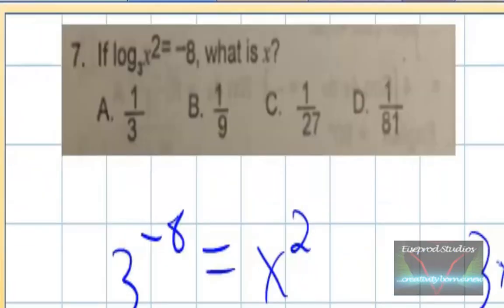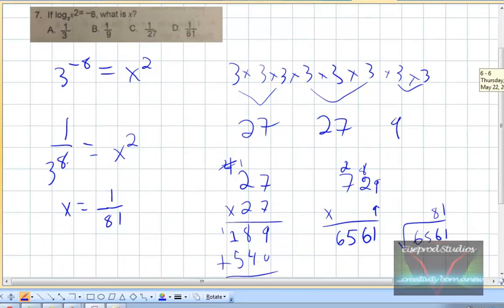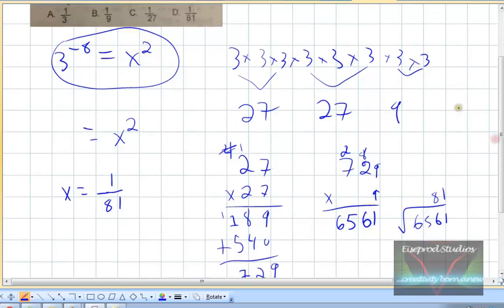Question 7 asks us, if the log base 3 of x squared is equal to negative 8, what is x? So the first thing you're going to want to do is use the laws of logs to rewrite this. So I rewrote it here. And so what you're going to do is take this small number, the log base 3, and take it to this exponent. So 3 to the negative 8 is equal to what was inside, which is x squared. Taking a negative exponent is the same as saying 1 over 3 to the 8th. So now we're taking 1 over 3 to the 8th.